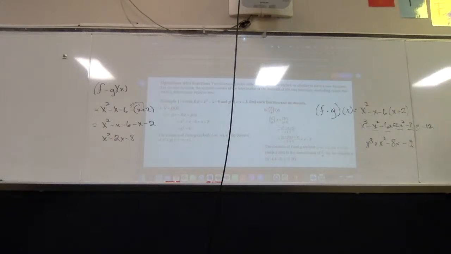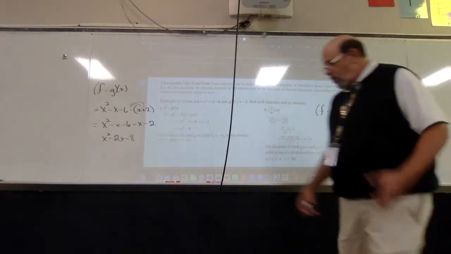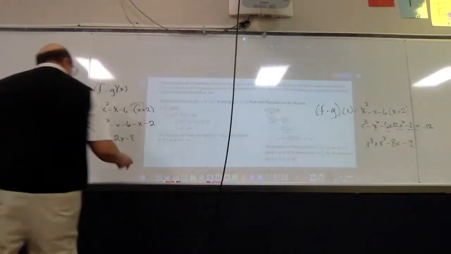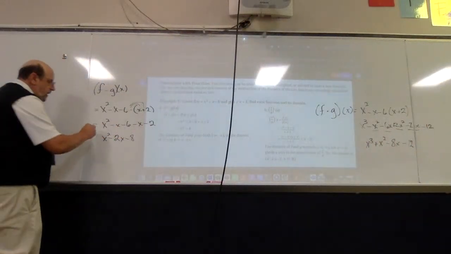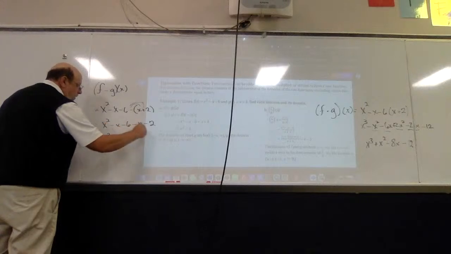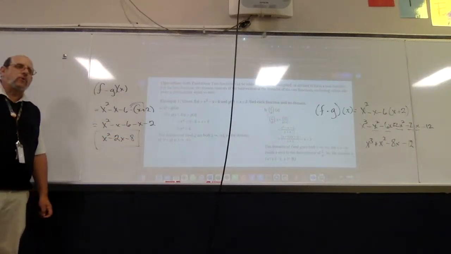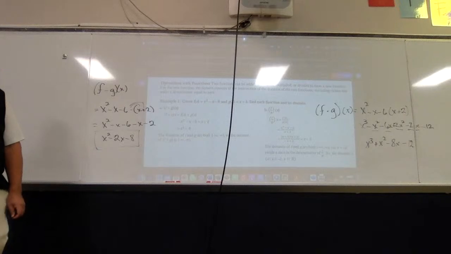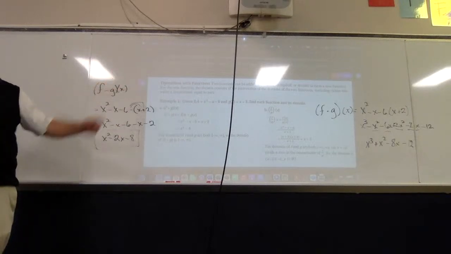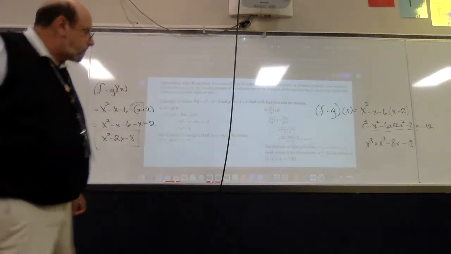The next piece is what they're talking about. What are the domains and ranges of what we get out, right? What is the domain of this quadratic? What's the domain of this quadratic? Negative 2. It's infinite, right?